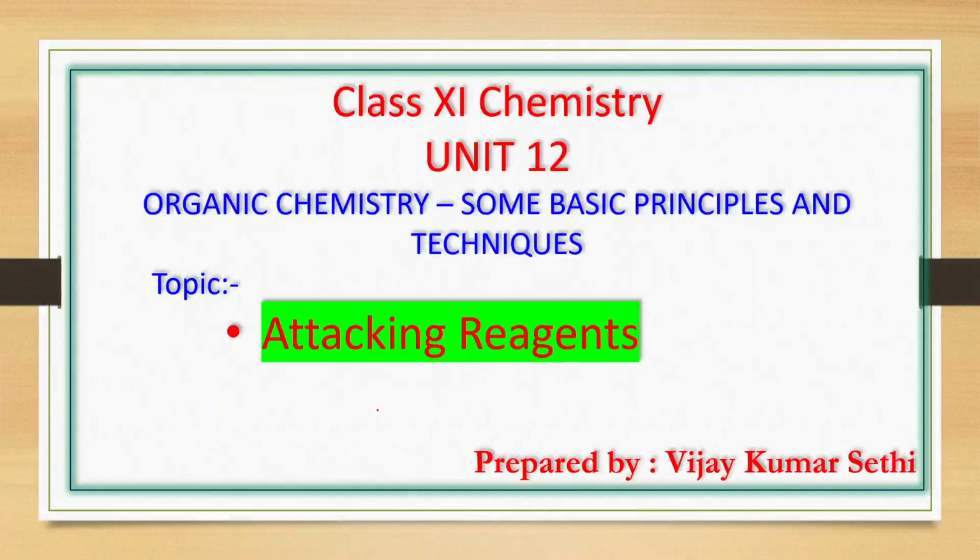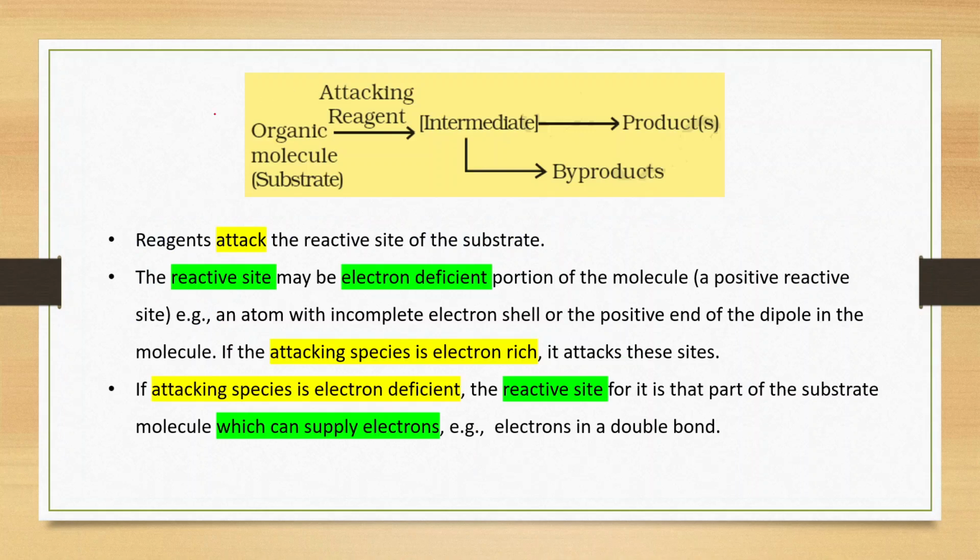Hello friends, in this video we will discuss attacking reagents. This is the way by which an organic reaction takes place. There is an organic molecule which acts as the substrate. There is an attacking reagent which attacks the substrate and forms an intermediate, and this intermediate will give products and byproducts. Clear? The reagent attacks the reactive site of the substrate.